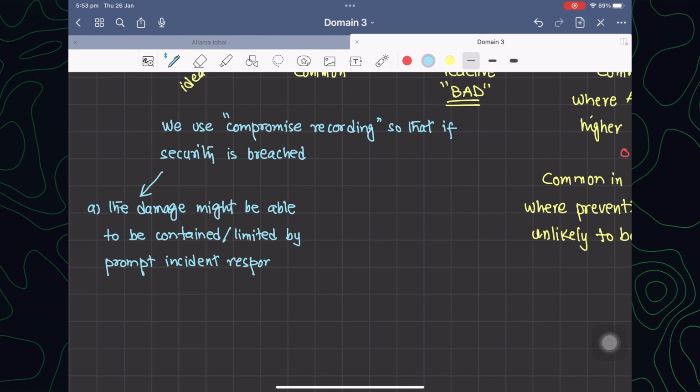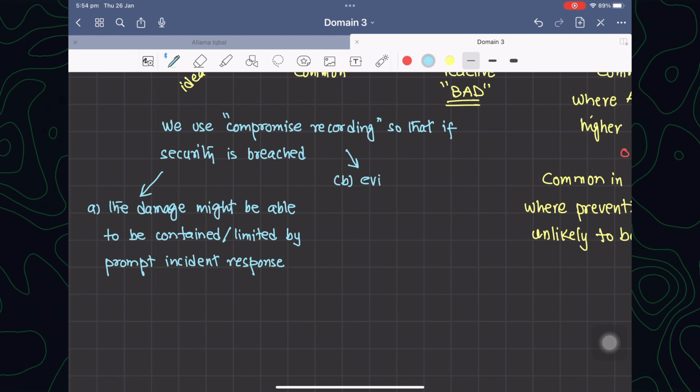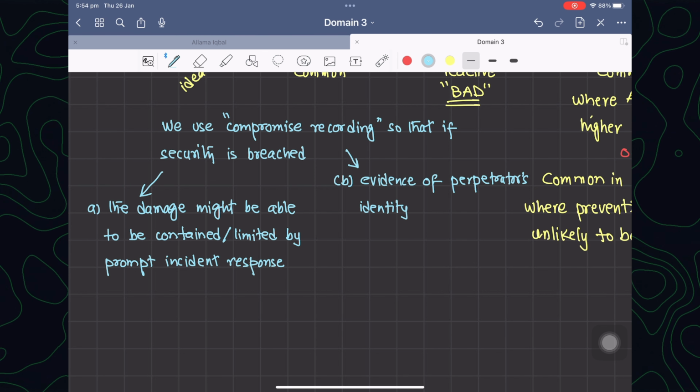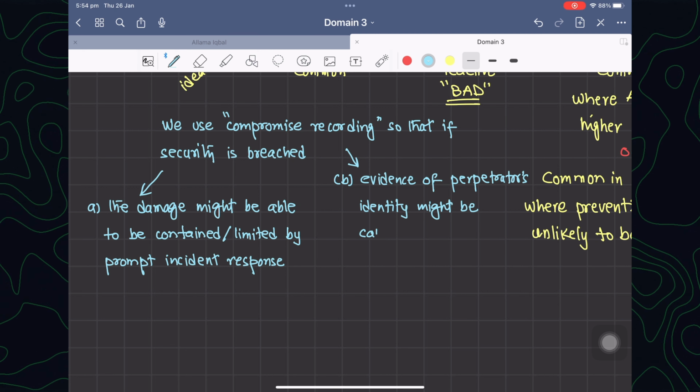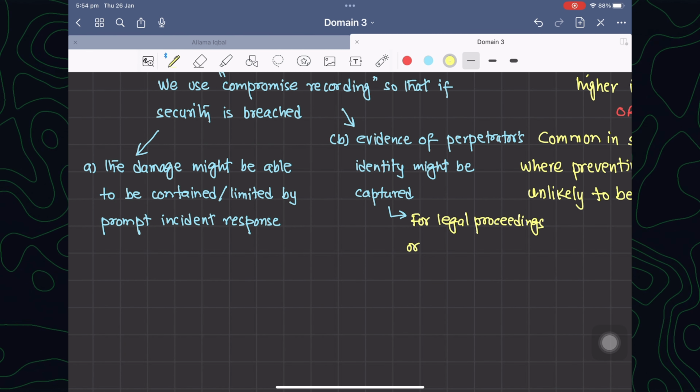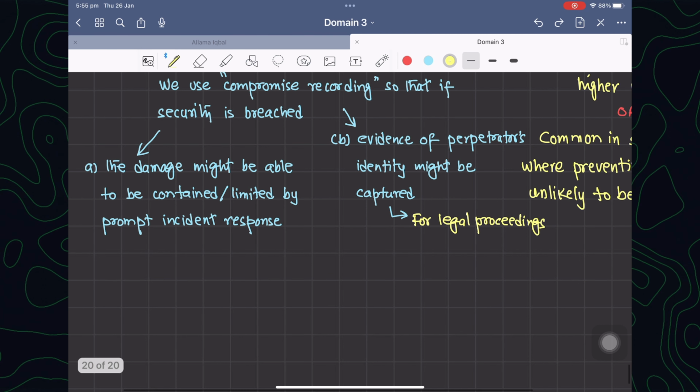A second use case could be that the evidence of the perpetrator's identity might be captured for later use, if we want to use it for fact finding, root cause analysis, or in legal proceedings as well. So this is all about compromise recording.